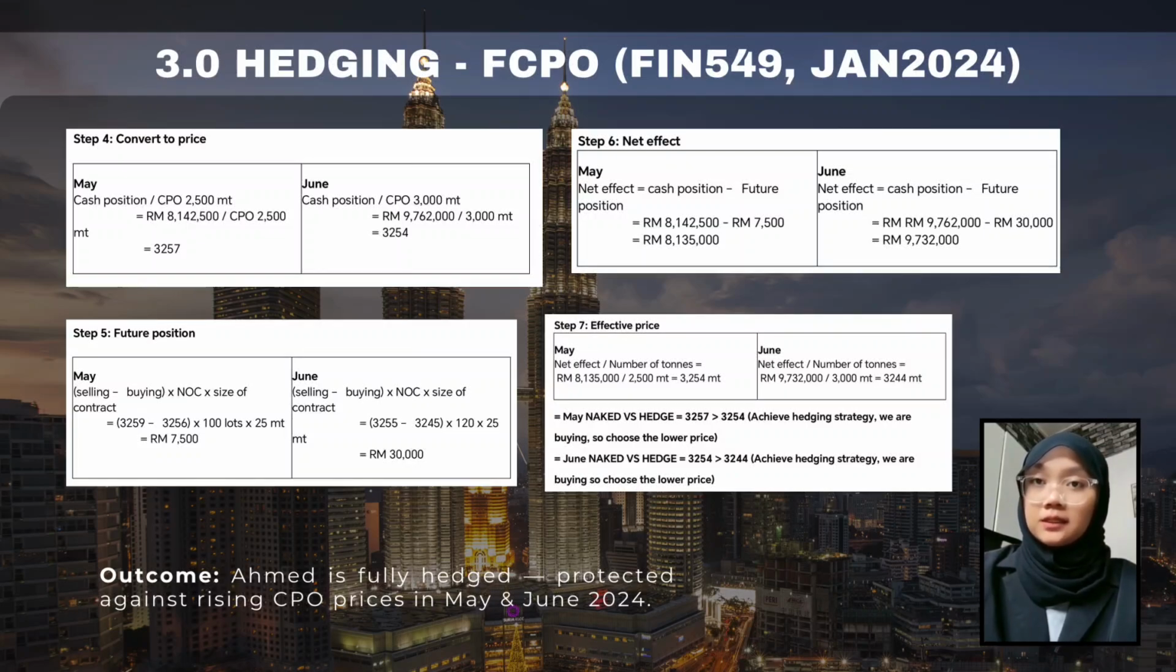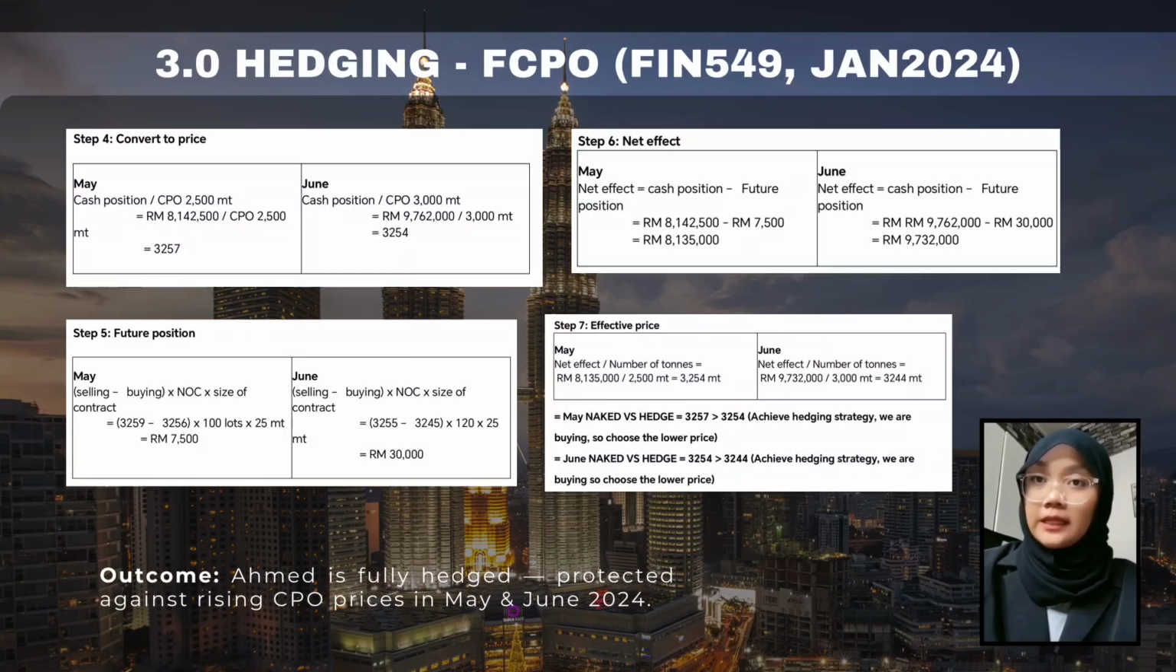So for the next step is net effect. Now we subtract those future profit from the cash cost. For May, 8,142,500 minus 7,500 is equal to 8,135,000. So for the June, 9,762,000 minus 30,000 equals to 9,732,000. This gives us the actual cost after hedging.